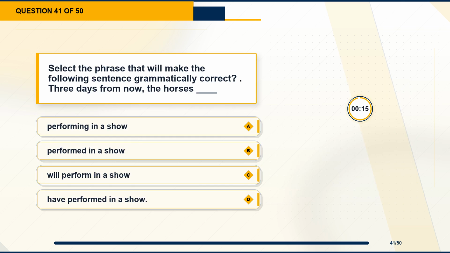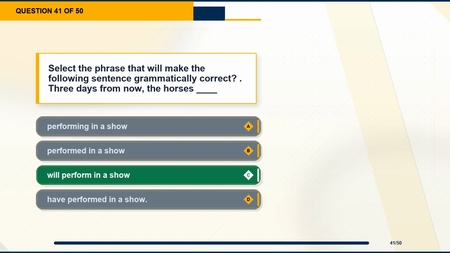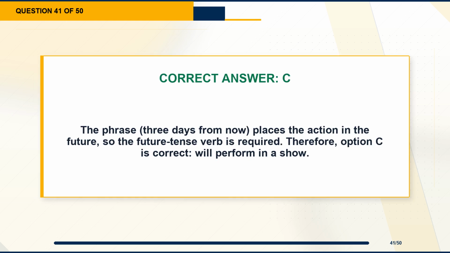Question 41. Select the phrase that will make the following sentence grammatically correct. 3 days from now, the horse is blank. Option A, performing in a show. Option B, performed in a show. Option C, will perform in a show. Option D, have performed in a show. The correct answer is option C, will perform in a show. Explanation, the phrase, 3 days from now, places the action in the future, so the future tense verb is required. Therefore, option C is correct, will perform in a show.